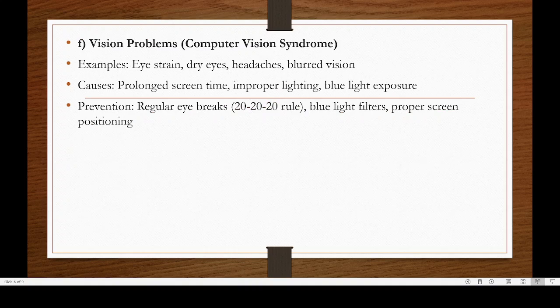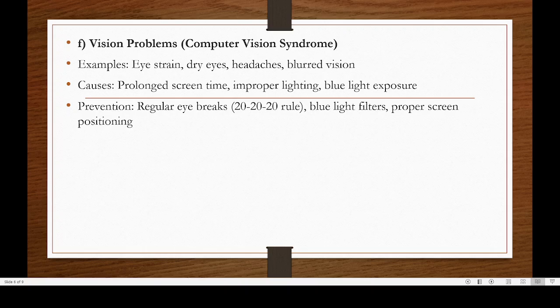Then vision problems are there, especially computer vision syndrome. There is a new term for that, computer vision syndrome. Simply, if you are using a computer for too much time, it will create eye strain and dry eyes. So when we are looking at a computer, wash your eyes after some time. Sometimes you may have extreme problems.